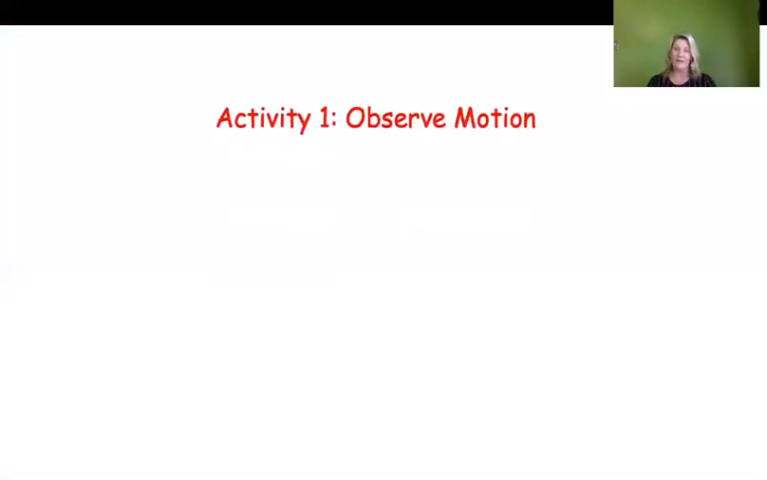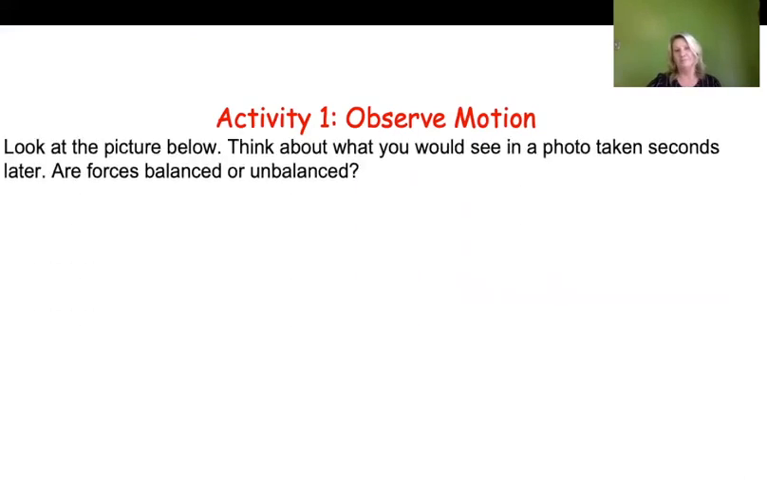Okay, activity 1, observe motion. And this is where you can take your handout out. Look at the picture below. Think about what you would see in a photo that was taken seconds later. Are forces balanced or unbalanced? Now remember, balanced forces, balance is same force on each side, net force, so it's not moving, and unbalanced means that the net force is different, so it is moving.